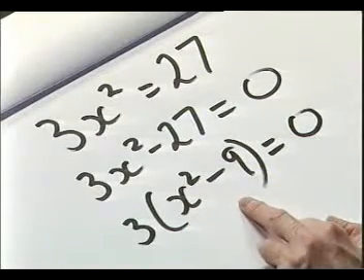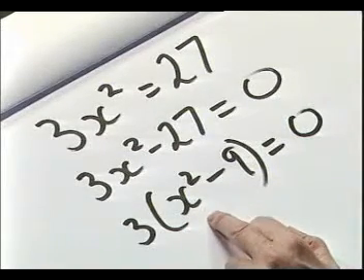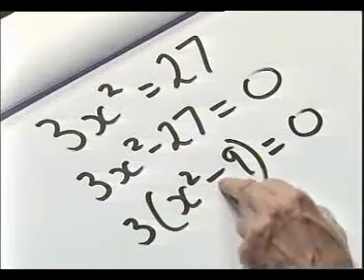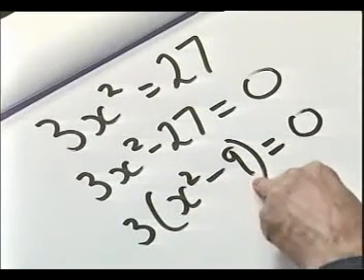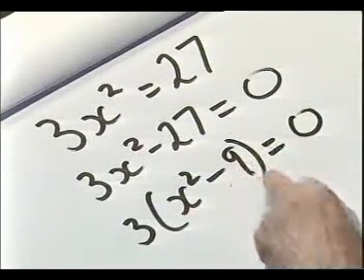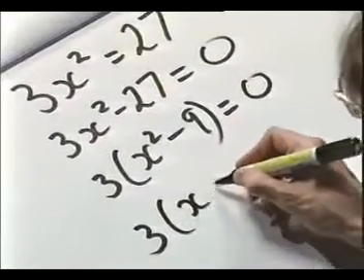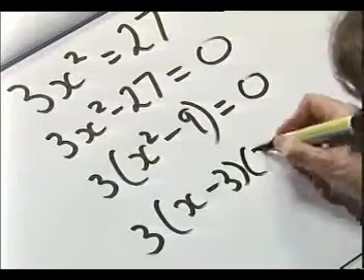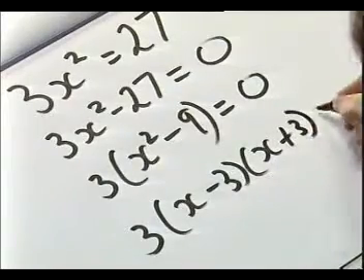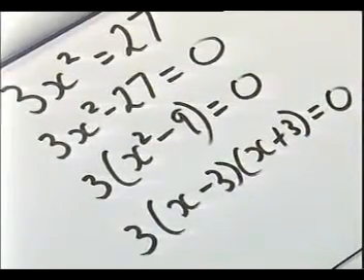Inside this bracket now, we have the difference of two squares. We have x squared, take away 9, which is 3 squared. And this is a standard piece of factorising. So that's 3 brackets x minus 3, x plus 3 equals 0.